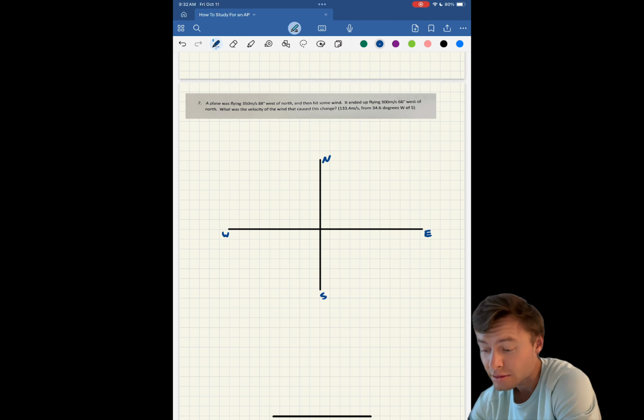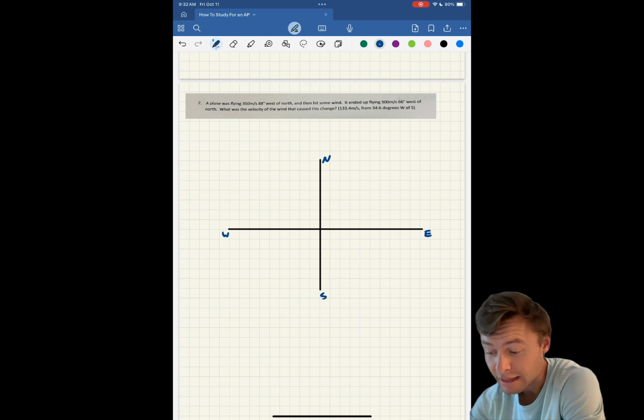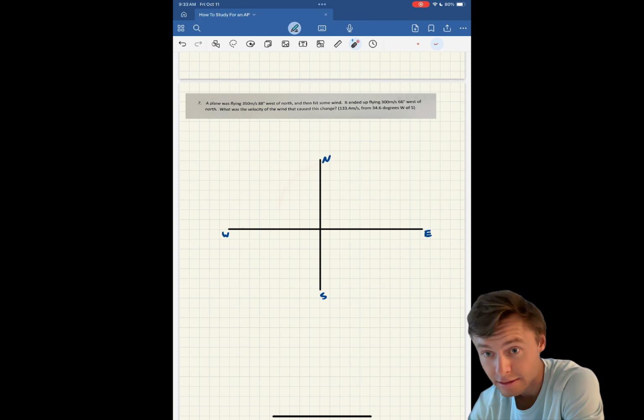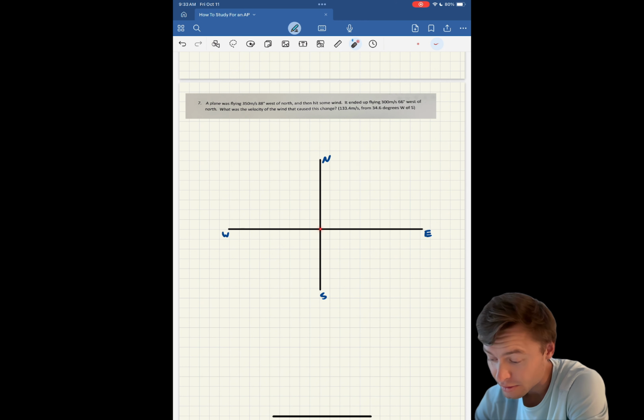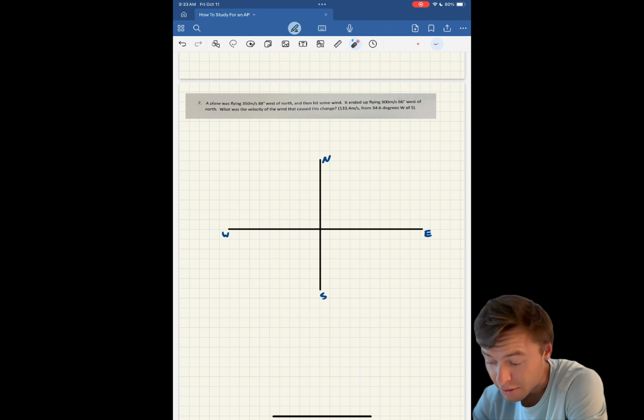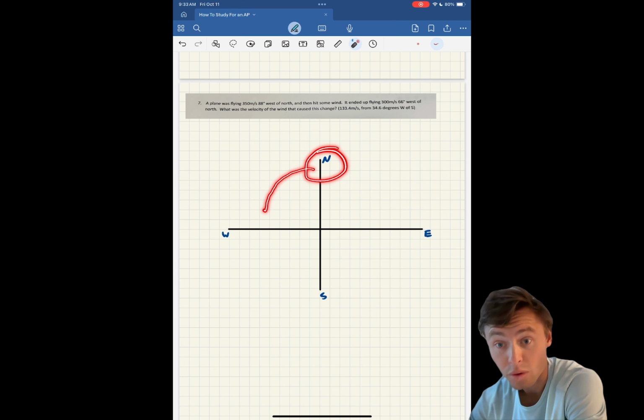Okay, so when the problem says that the plane was originally flying 88 degrees west of north, what you do is you go to north, the "of" part, the "of north" is where you start, and then from there you go 88 degrees west. So you're looking at a vector that looks something like that, where this is an 88-degree angle, and that's because you're going west of north.